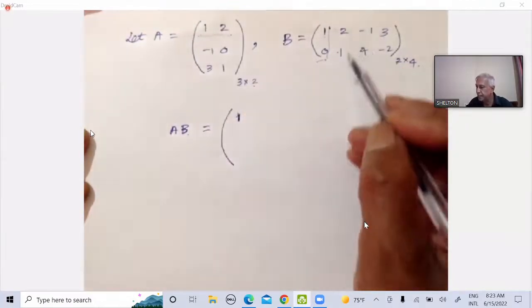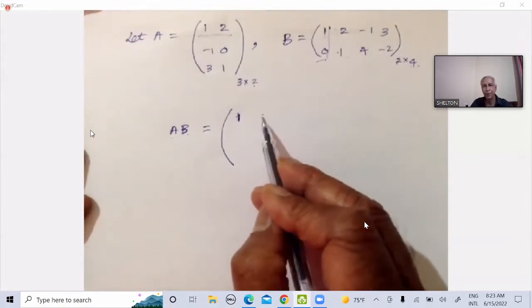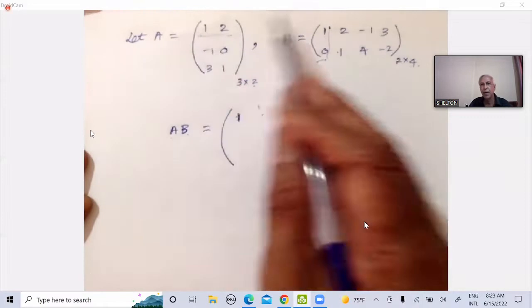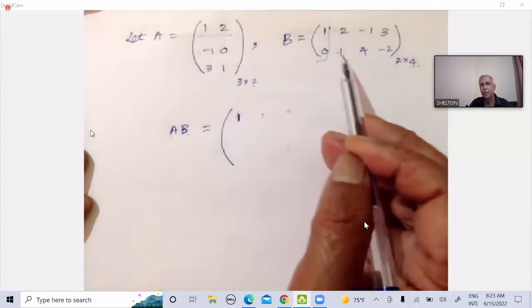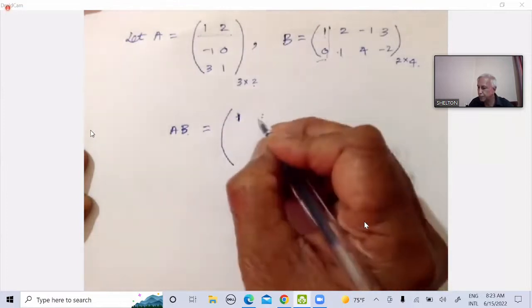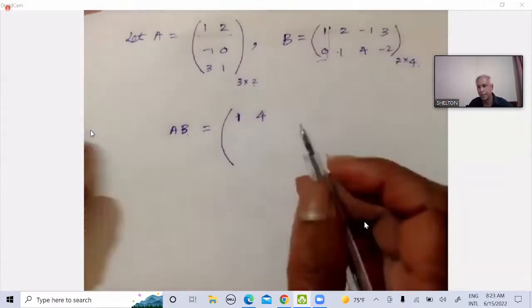This times this would be the 1, 2 entry here. First row, second column, multiply. So 2 plus 2. 2 times 1 is 2, 2 times 1 is 2, so that is 4. That is the AB second entry.